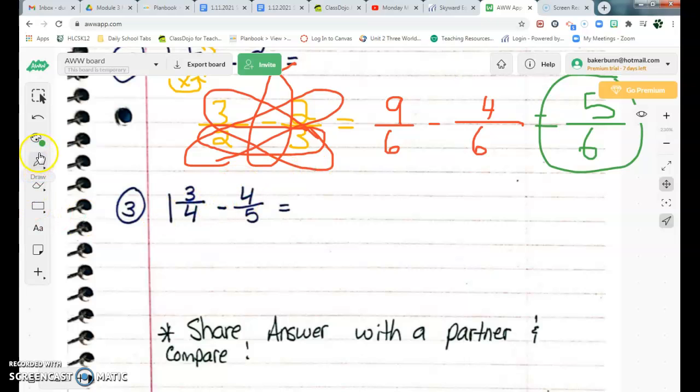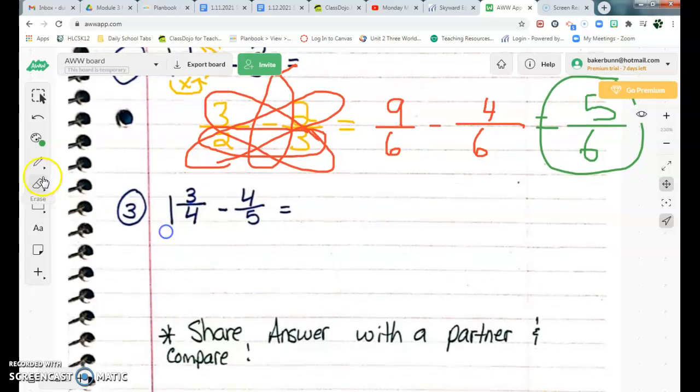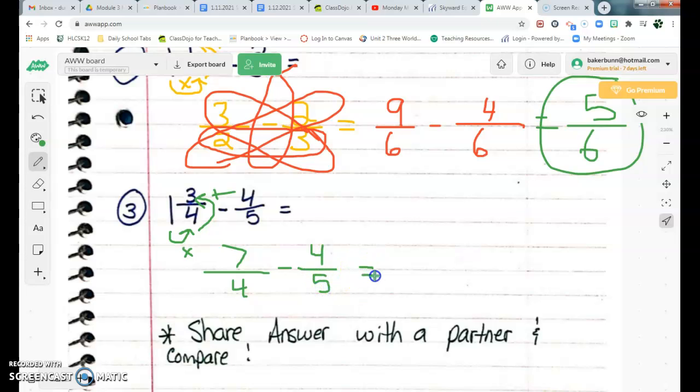Looking down here for number 3, I'm going to do the same thing. I'm going to convert and then butterfly it out. To start, I'm doing the whole number times the denominator. So 1 times 4 is 4. 4 plus 3 is 7. So my fraction is going to be 7 over 4 minus 4 over 5.